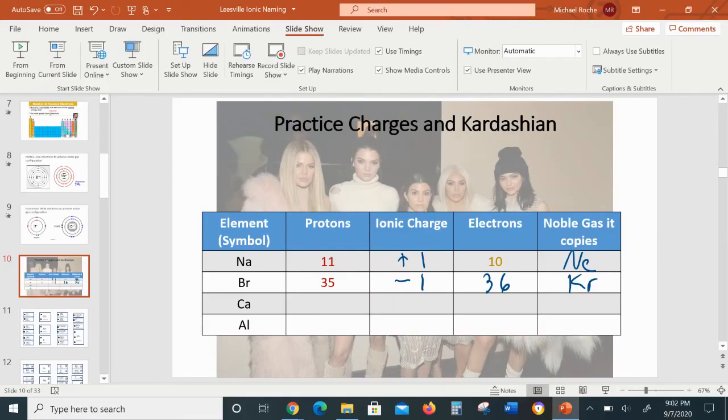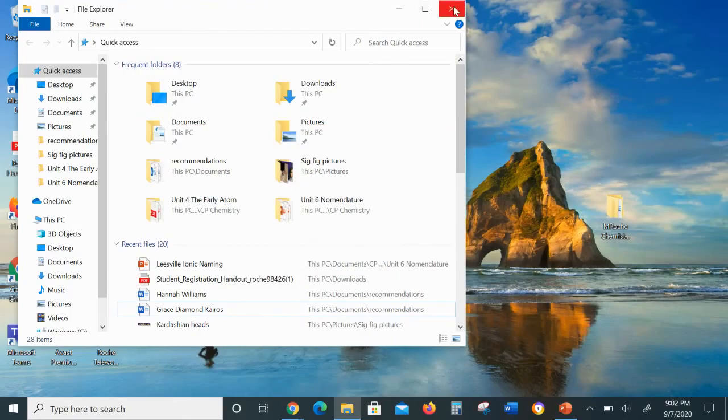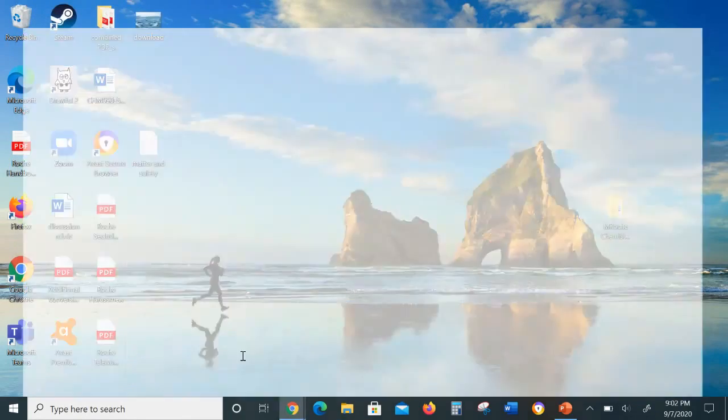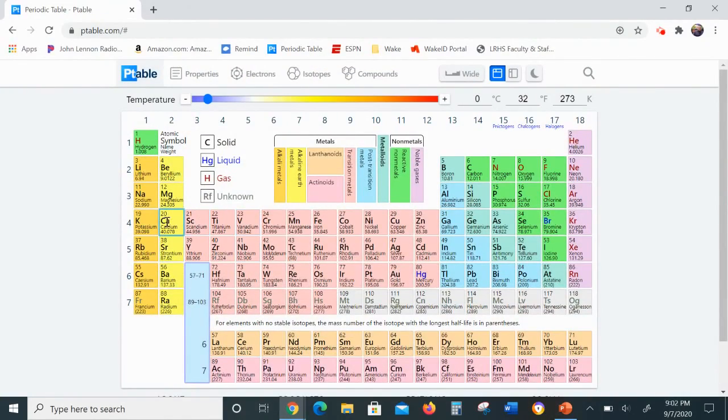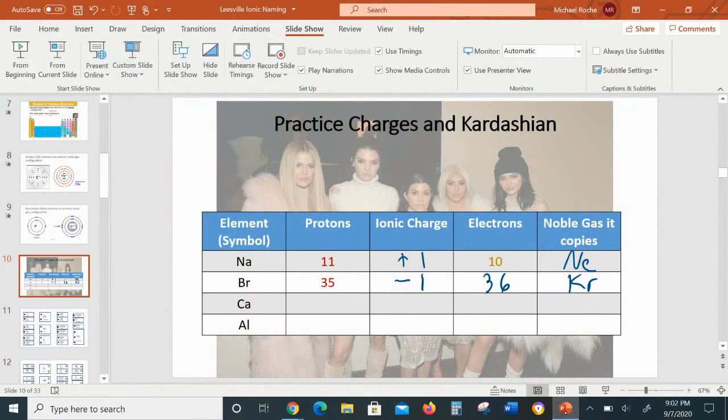Calcium. So now I don't even tell you how many protons. You got to go figure it out. So you go over to calcium. There we go. Go over to calcium, and it's number 20. And number 20 tells you it has 20 protons. So we know that much. We have 20 protons. All right.